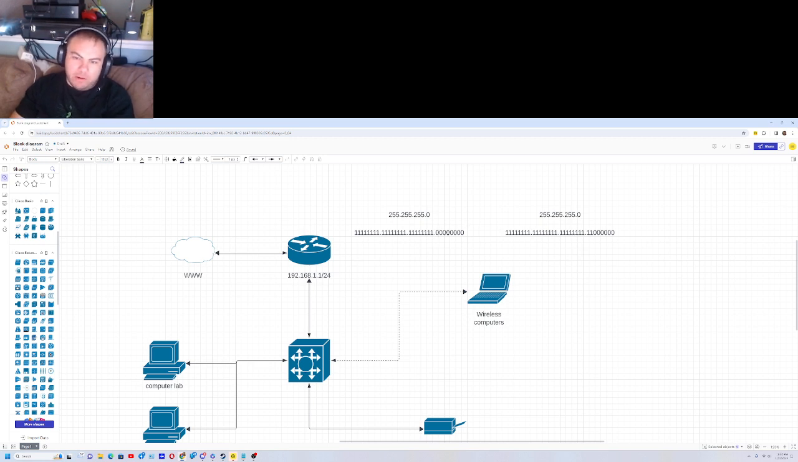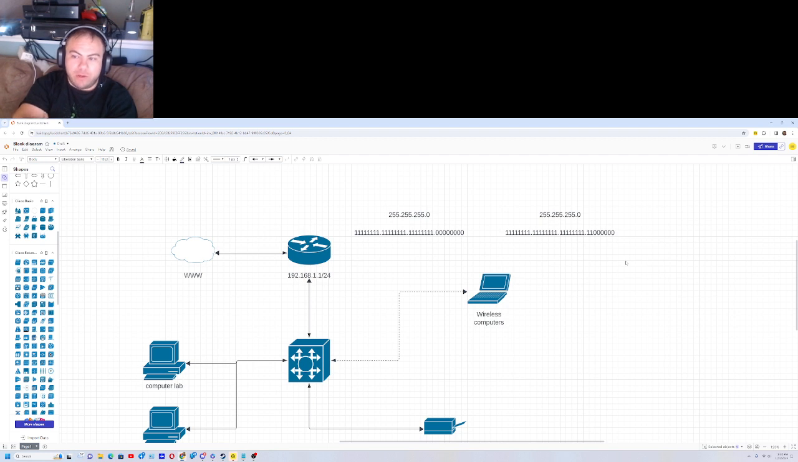Now, to figure out the number of subnets we need, we have to do some math here, which is 2 to the power of x. Let's say I want 4 subnets. Well, 2 to the power of 2 is 4. That's where we get these 2 ones. But say I want to have 8 subnets in my network.